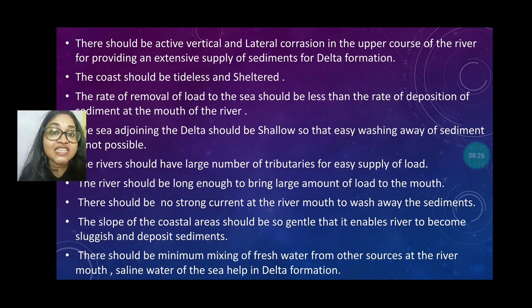So these are the main conditions for the formation of delta. I hope all of you understood. So these are the main landforms which are created in the lower course of the river. So this is all about river. I hope all of you understood.